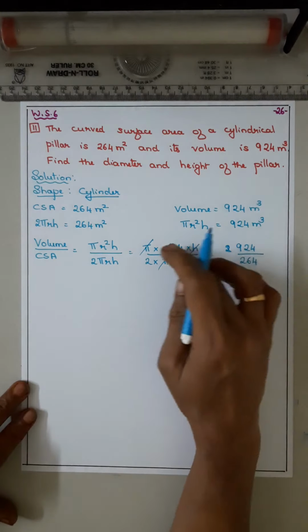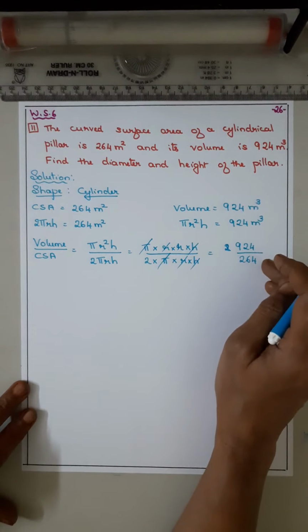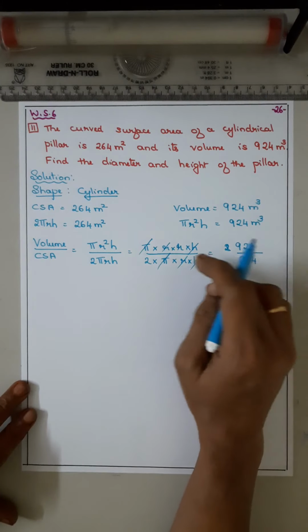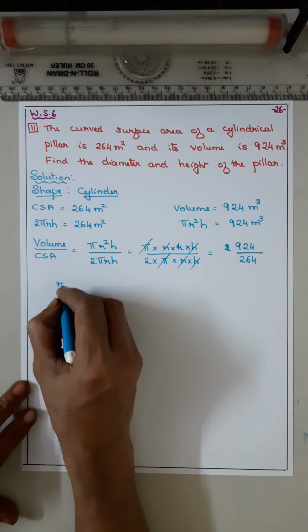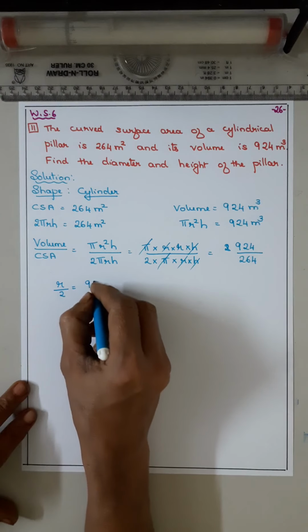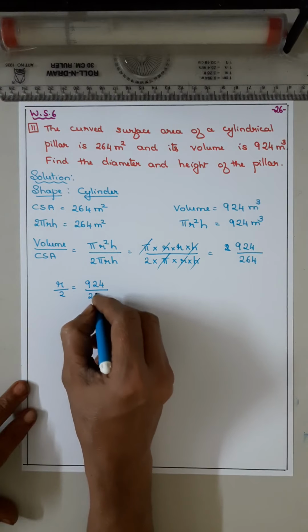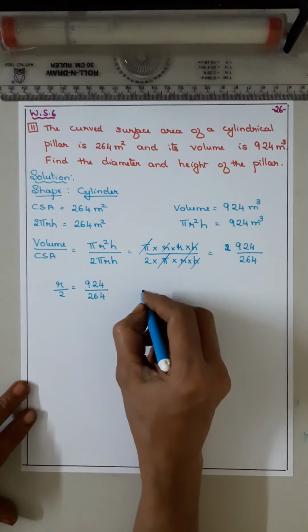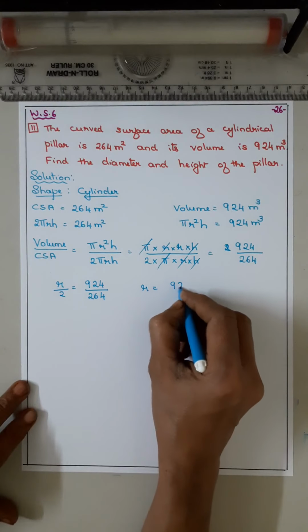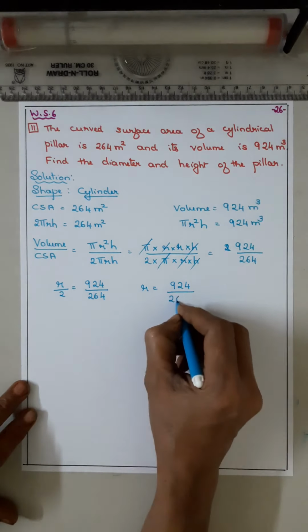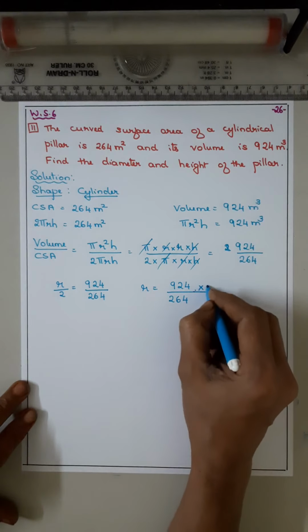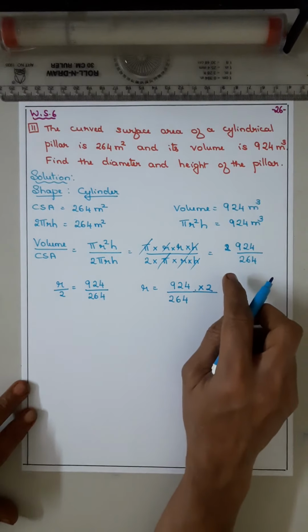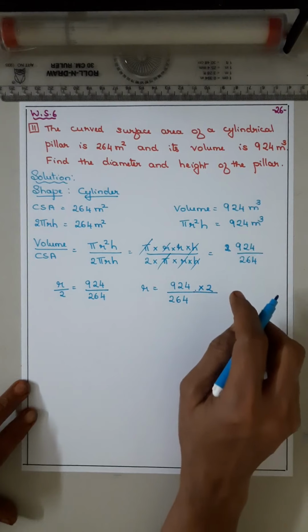So put the values. Volume is how much? 924, and divide by the CSA, that is 264. Now you got here, what's remaining? R by 2. So R by 2 is equal to 924 upon 264. Now R is equal to 924 upon 264, and this 2, it will go to the numerator. It is in the denominator. When it goes to the right side, it goes to the numerator.